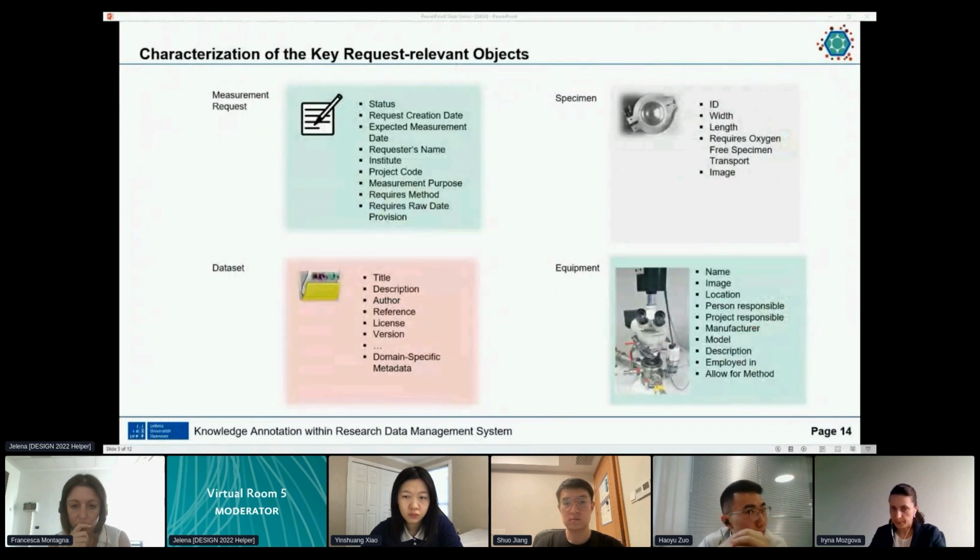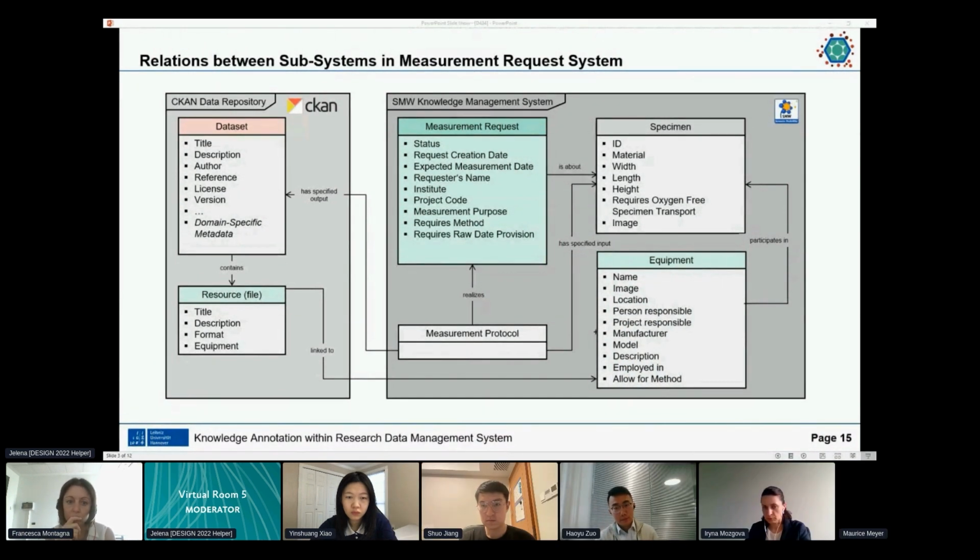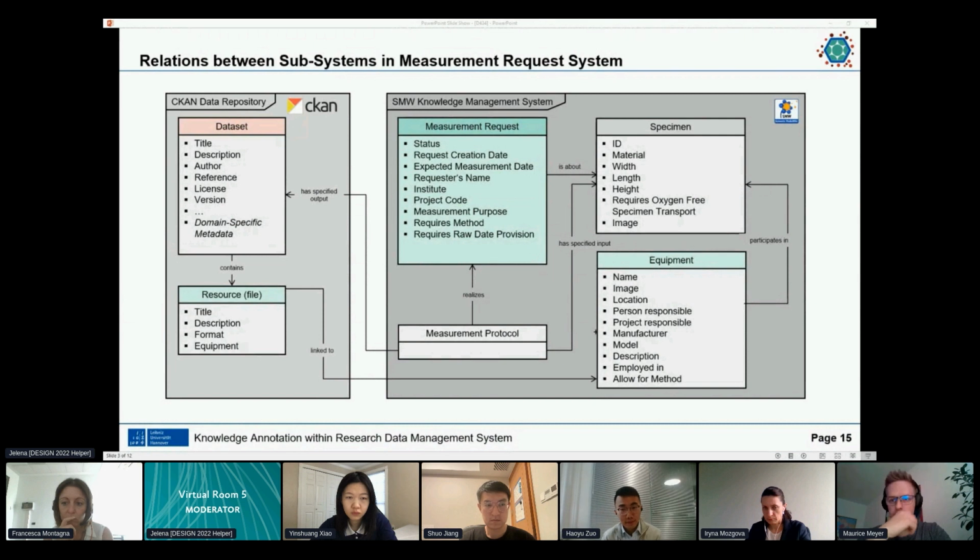During the development, we identified key request-relevant objects and their characteristics. Some of those are depicted in this slide. Key request-relevant objects are implemented in the Secant-based data management system and in the Semantic MediaWiki-based knowledge management system. You can see that the objects are semantically linked to each other, which allows the implementation of different queries and provides flexibility of the system for different stakeholders.